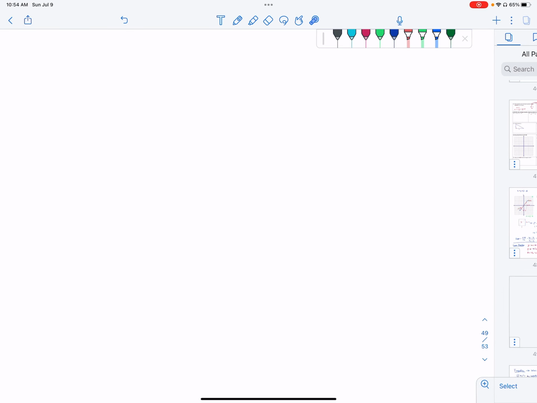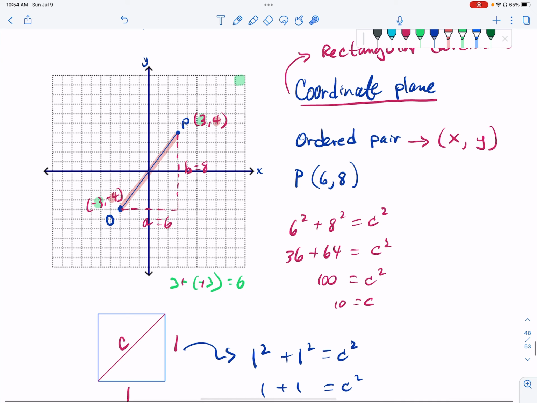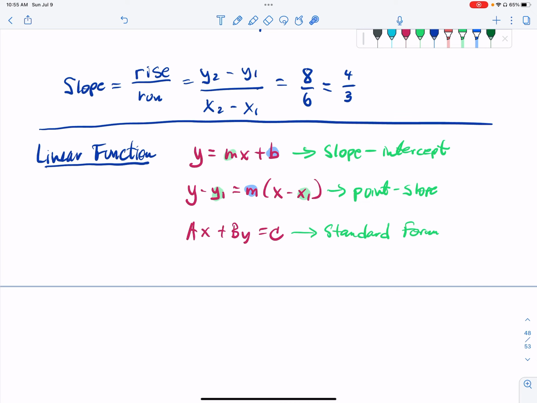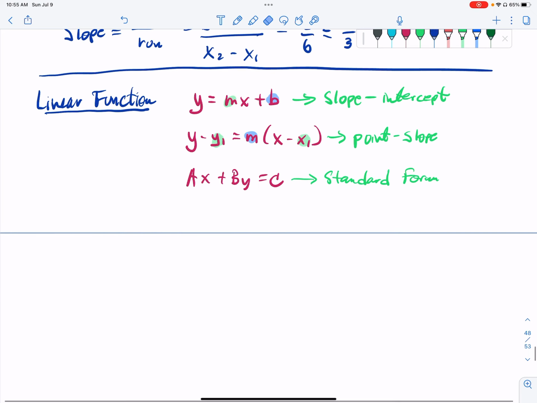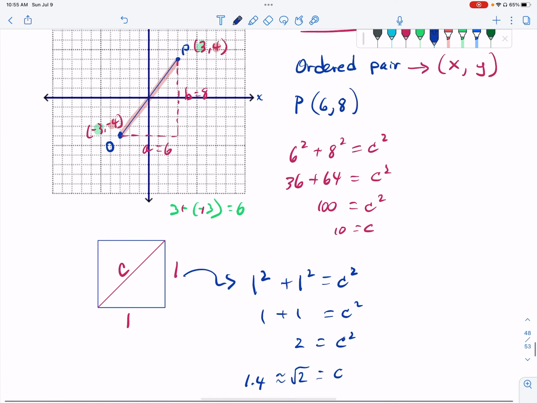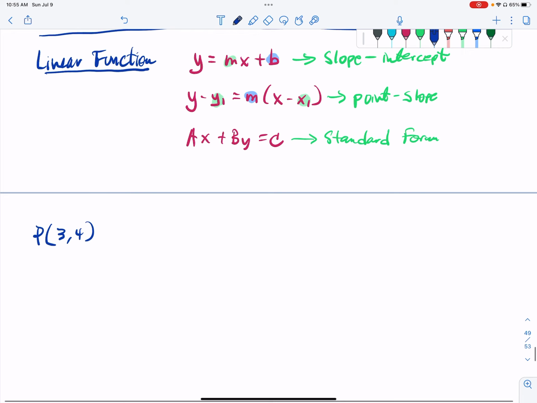So let's use this example. And to show that they're both exactly the same, whether I use point O or point P, I'm going to convert them in a second to the slope-intercept form. Okay, but we're going to start with point slope. I have the point P, which was (3, 4). And then we calculated our slope as 4/3.